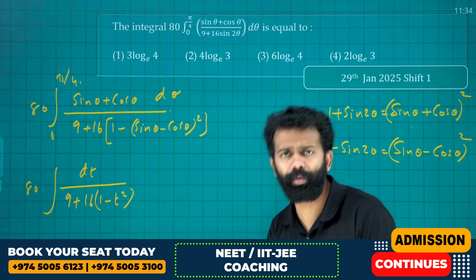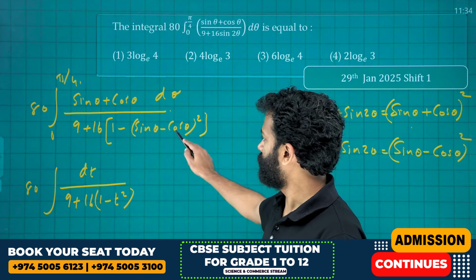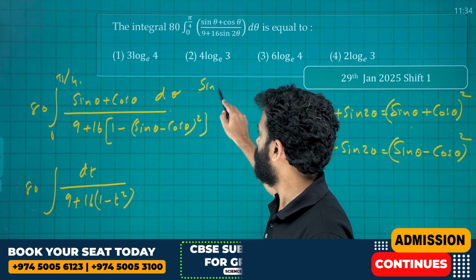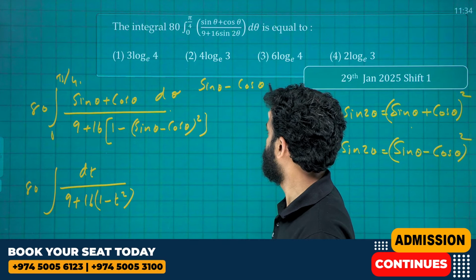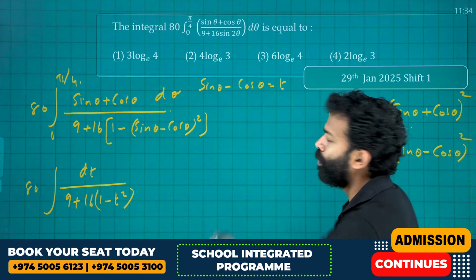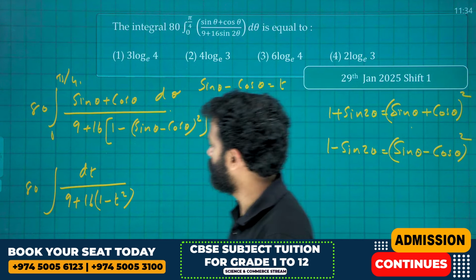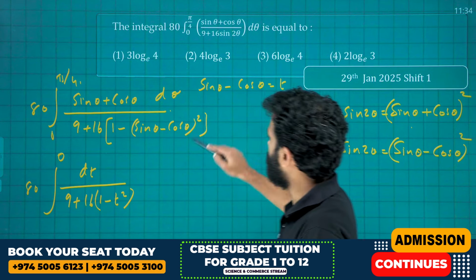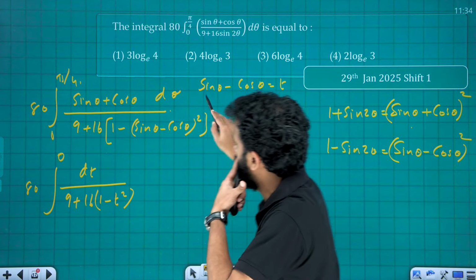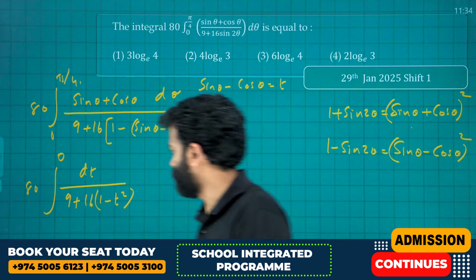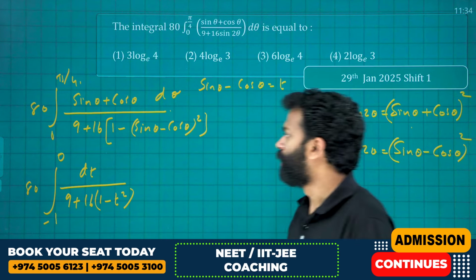What will happen to the upper limit and lower limit? Sin theta minus cos theta is equal to t. We have given it is equal to t, right? Therefore, the upper limit: pi by 4, sin pi by 4 minus cos pi by 4, that is 0. It will be 0 and here it will be minus 1. That is, if you substitute 0 over here, 0 minus 1, that is minus 1.